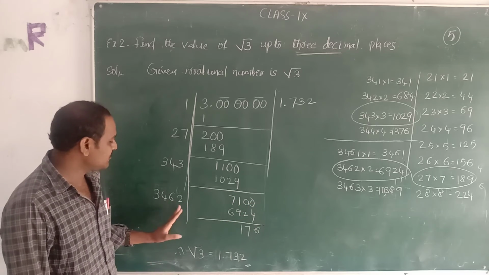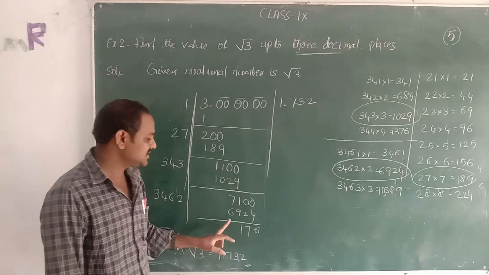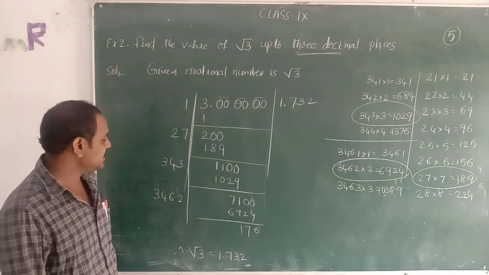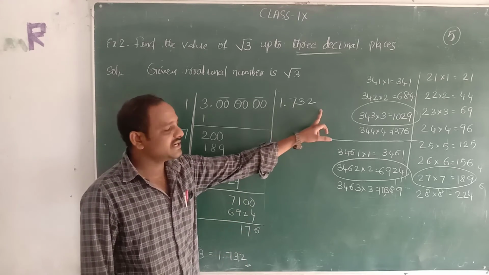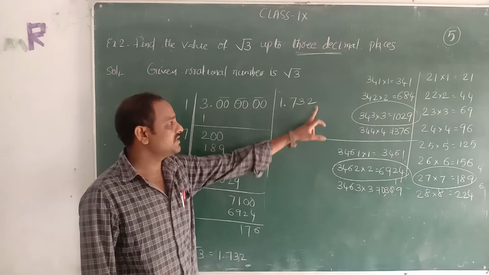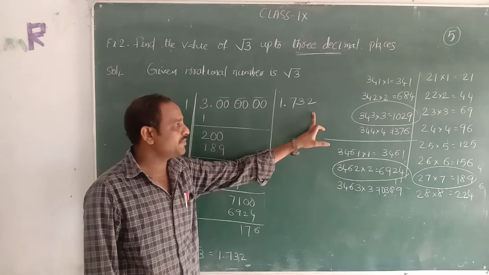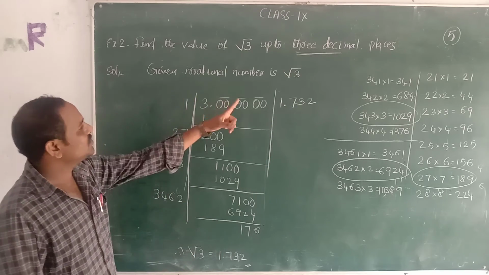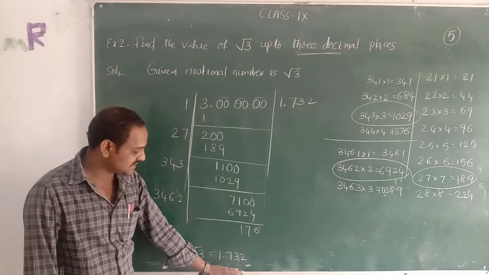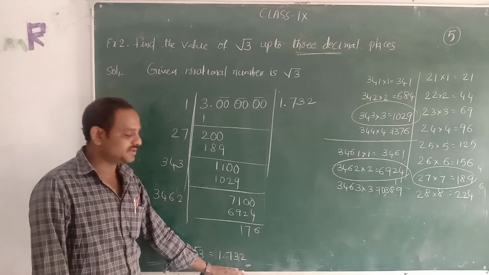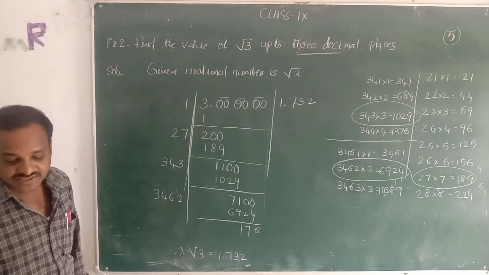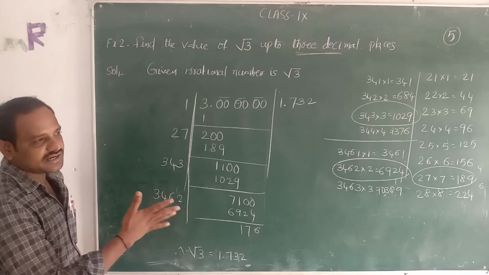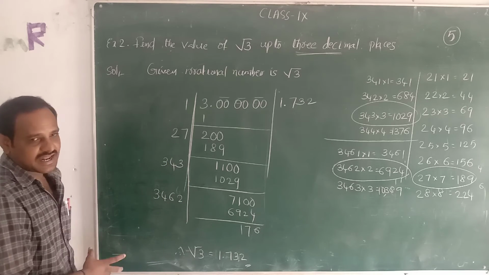So we took 3462 2 times, 6924. By doing subtraction, we got 176. But here he asked us up to 3 decimals. So that is why the value of root 3 is how much? 1.732. Did you understand? So the value of root 3 up to 3 decimal places is 1.732. So this is the way to find the given root 2 or root 3, whatever it may be. The process is like this.